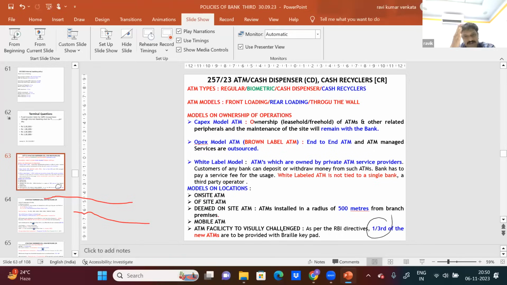See, we have read everything, but he has asked in a different way. That means, have you read this? Do you know how many models of ATM there are? Such types of questions IBPS is asking. So the answer is red label ATM.